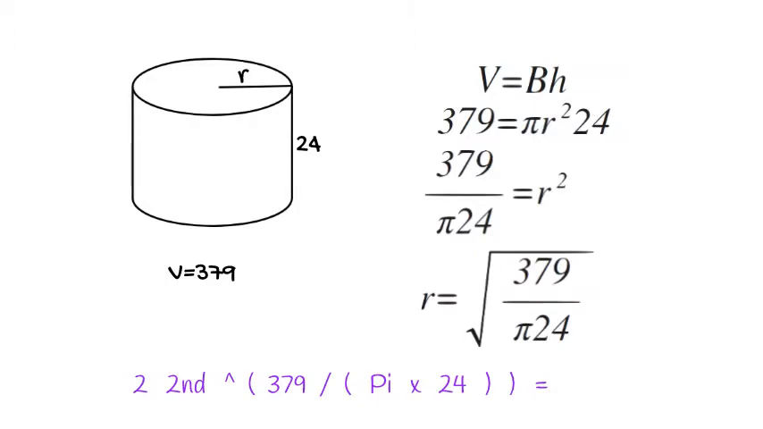As an alternate, you could have figured out first what 379 divided by pi times 24 is by putting 379 divided by open parenthesis pi times 24, close parenthesis, and then hitting equals, and then finding the square root of the answer.